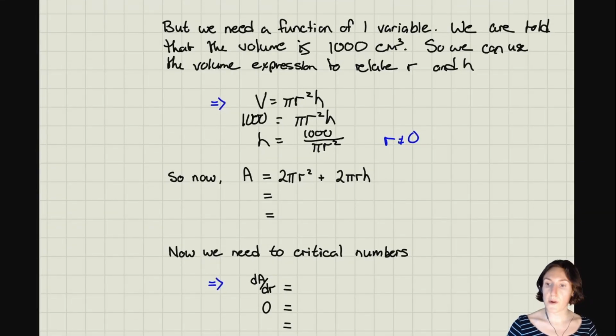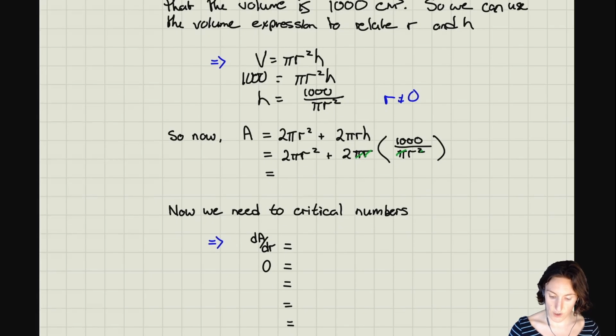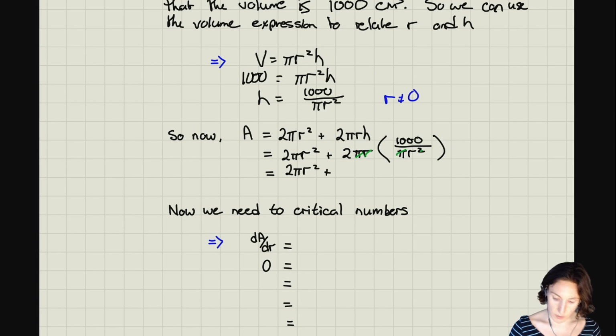All right, so now let's rewrite our area expression in terms of only r. So 2 pi r squared stays the same, plus 2 pi r times h, but now my h is going to be 1,000 divided by pi r squared. In terms of simplifying, the pi on the bottom and top will cancel. One of my factors of r will cancel since r can't be 0. So what am I getting? I'm getting 2 pi r squared plus 2 times 1,000, that's 2,000, and on the bottom, I now only have that it's divided by r, where r is greater than 0.